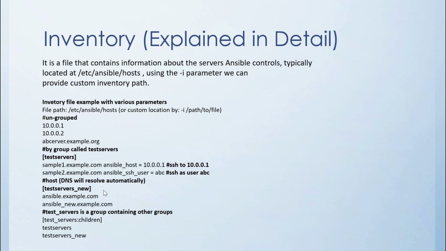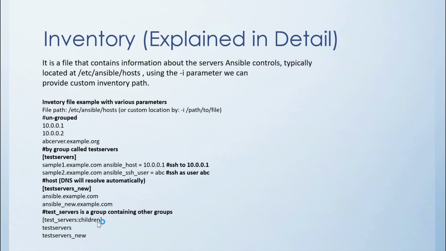And the third method is putting only the DNS. Like we have declared a group and we are putting only the DNS, ansible.example.com or ansible_new.example.com, and the control node where the Ansible playbook is run will automatically resolve this domain name and connect to it via SSH.